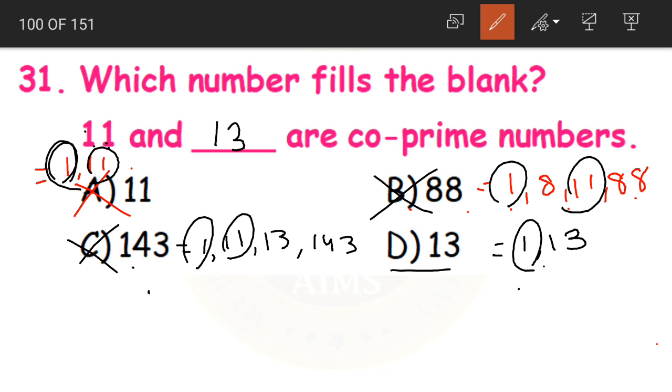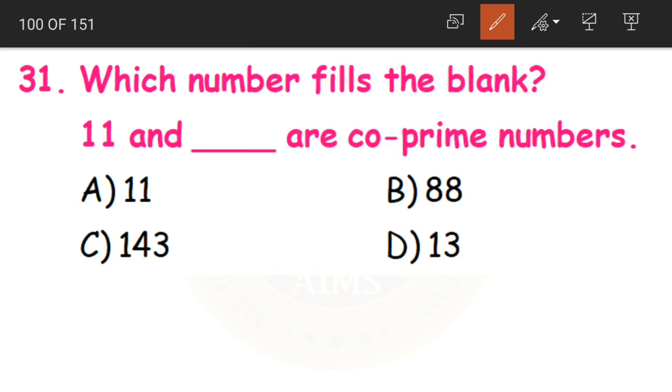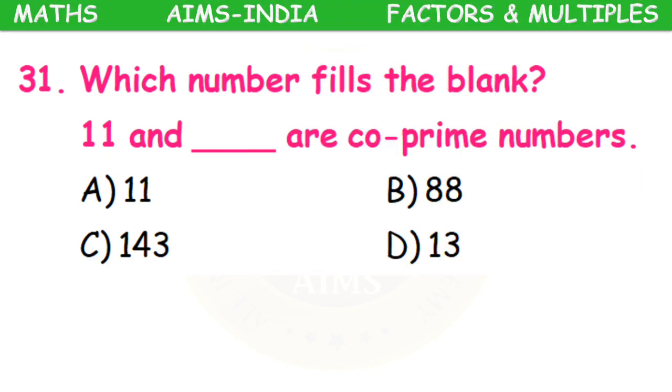And if you observe, children, 11 and 13 both are prime numbers and the difference is 2. So they are also twin primes. Yes, they are both twin primes and also co-prime numbers. Understood? 13 is the correct answer.